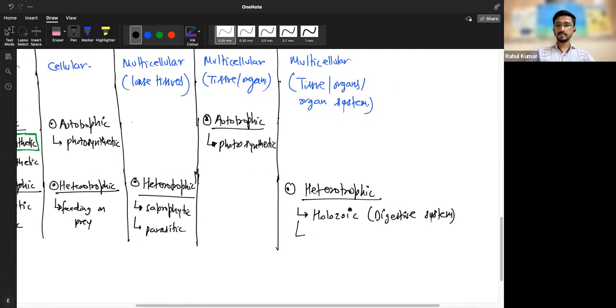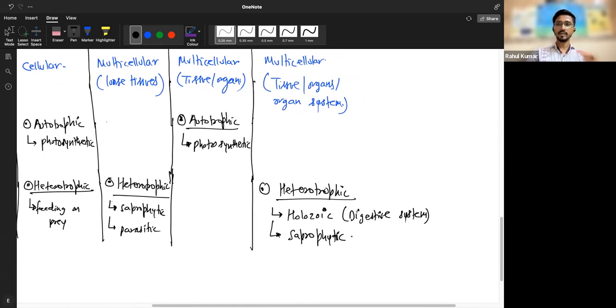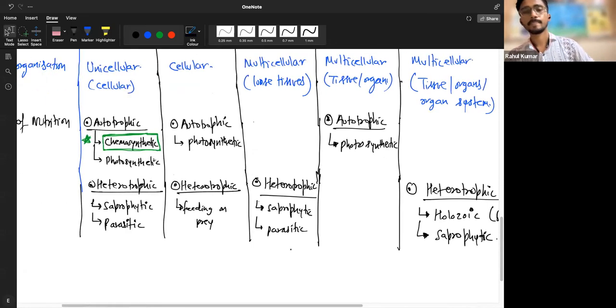Or the other mode is saprophytic. You depend on dead and decaying matter, because when something dies, it already degrades. We do not have to digest it. So it starts rotting. So many animals feed on dead and decaying matter. So they do not need to depend on a very good digestive system. Everything is digested already in this saprophytic juice.